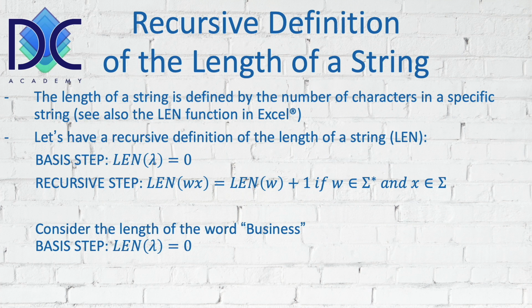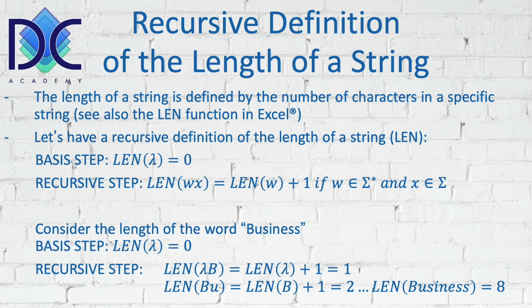Now, when we look at the length of the word business, the basis step, len of lambda, we can say is equal to 0. The recursive step: len of lambda b, so the length of lambda plus 1, is equal to 1. Then the length of bu is the length of b plus 1, because we added one additional letter, which is 2. And finally, we come recursively to the length of business, which gives us the number 8. So basically, we can define here the recursive definition of the length of a string.